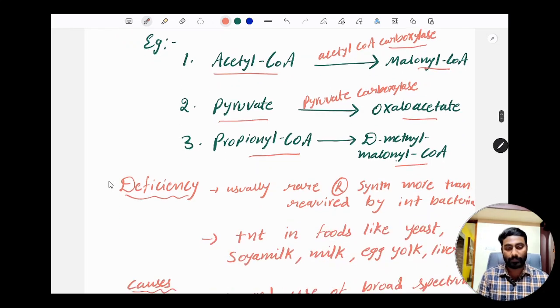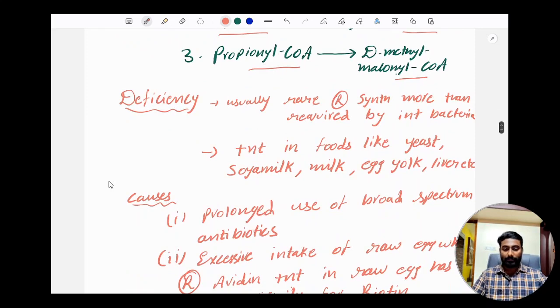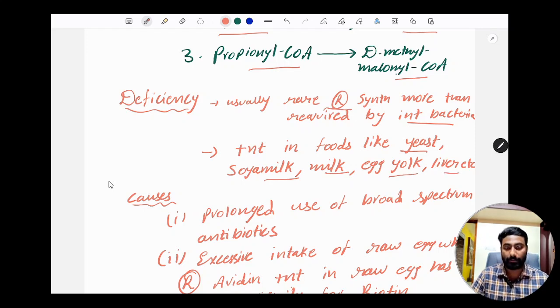If you see the deficiency, usually biotin deficiency is rare. Why? Because biotin is synthesized in our body with the help of intestinal bacteria, and it is also widely present in foods like yeast, soya bean, milk, egg yolk, liver, etc.